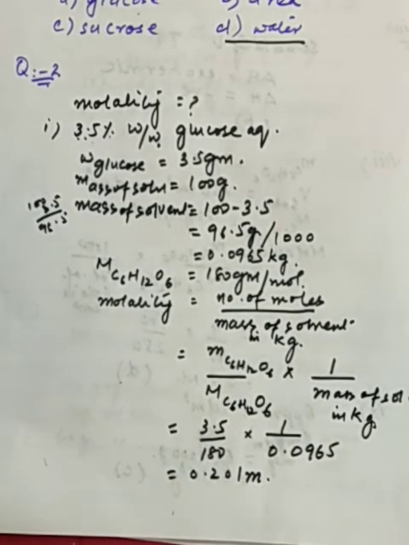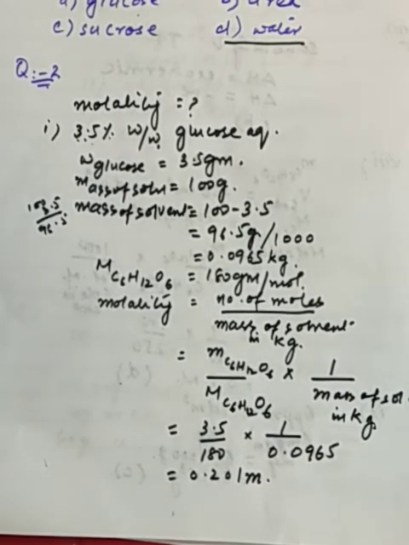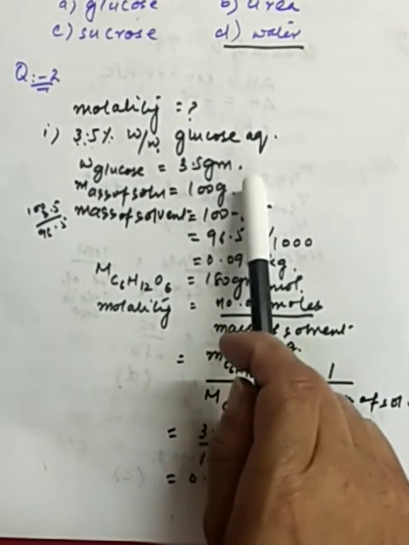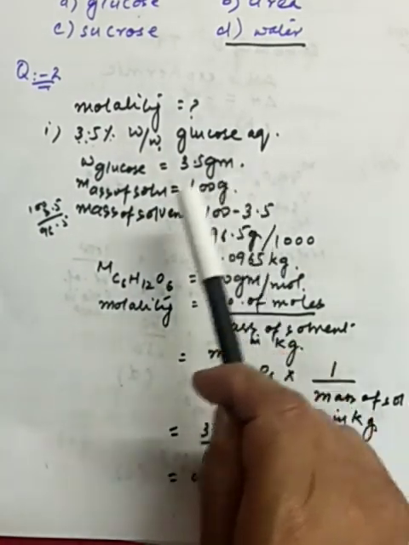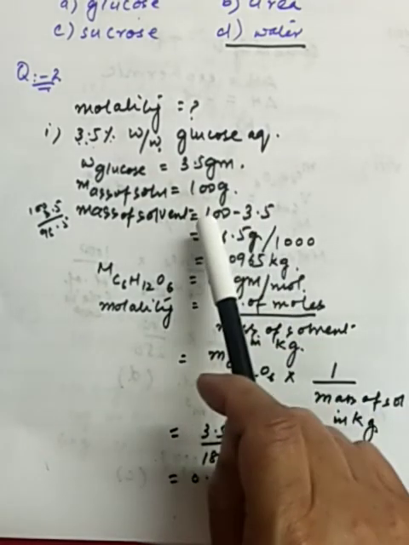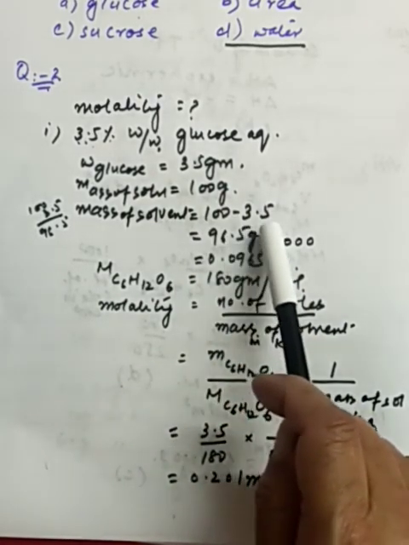Now boys, we come to question number 2. The parts given further are not included in your course. Question number 2 is: determine the molality of the following solutions. The first part is 3.5% weight by weight glucose. Here the weight of the glucose is 3.5 gram. The mass of the solution is 100 gram. We have to find the mass of solvent by subtracting 3.5 from 100. It will be equal to 96.5 gram.